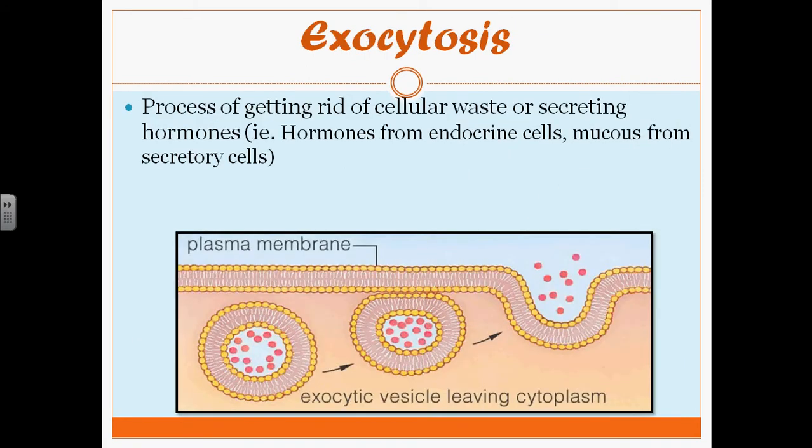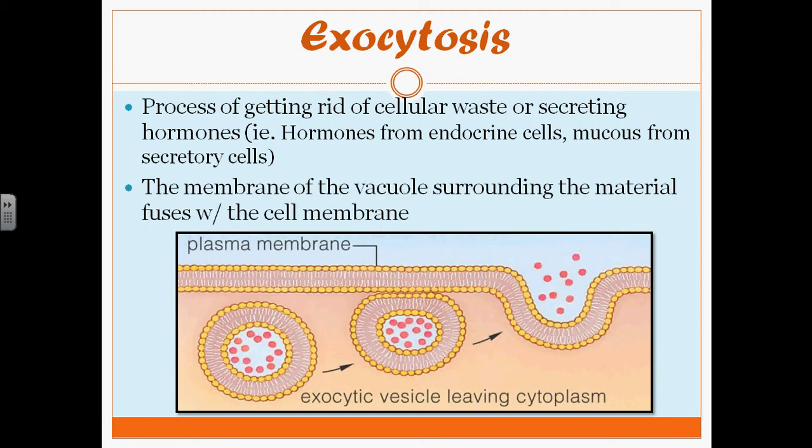Lastly, here we have exocytosis. This is the process of getting rid of cellular waste, or where the cell might actually secrete hormones. So if you think about the different types of hormones we release, estrogen, or testosterone in males, all sorts of different types of hormones are actually released in this way. You release mucus from secretory cells. You'll see sweat released from sweat glands, oil from oil glands. This is all done through the process of exocytosis.